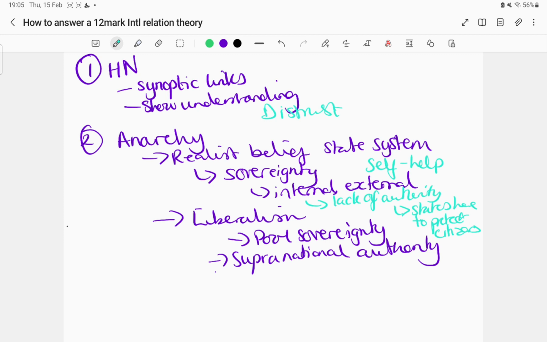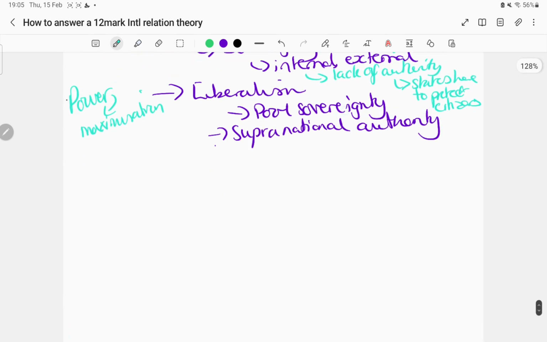This whole idea of anarchy is always going to link to power, but you could do power as a separate paragraph. And this is this idea of power maximization, particularly by classical liberals. Sorry, classical realists, not liberals. Apologies.